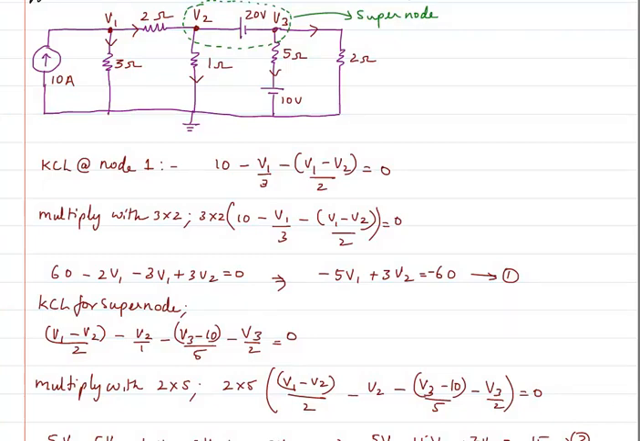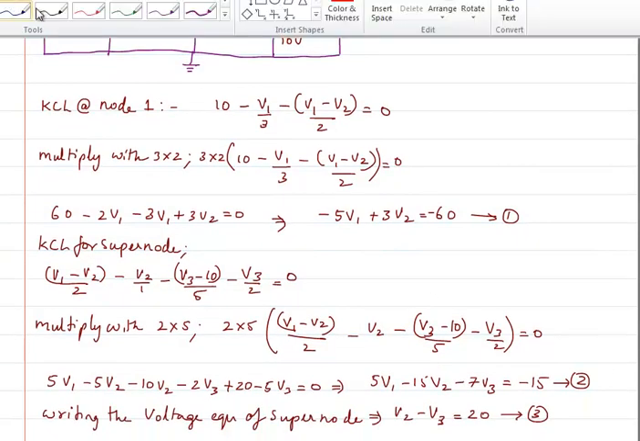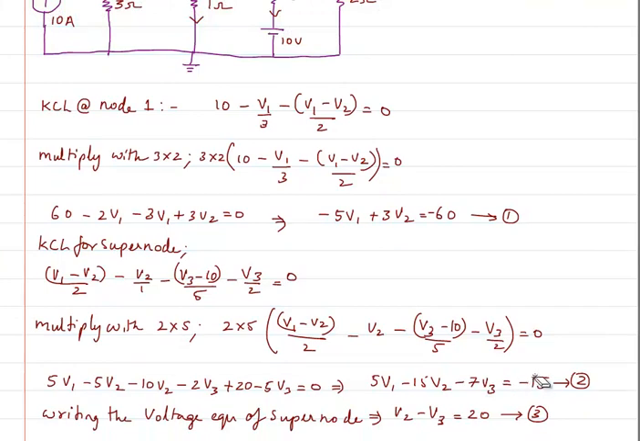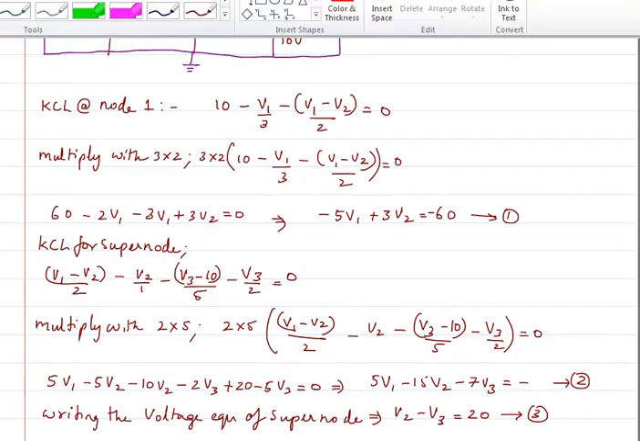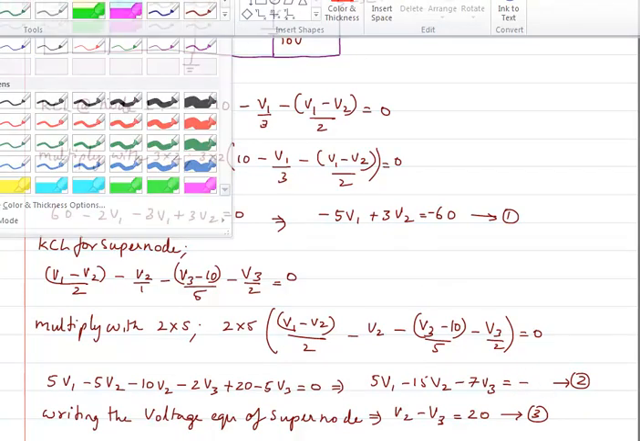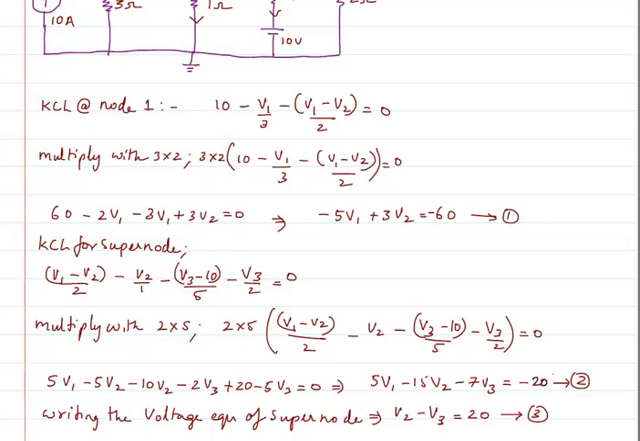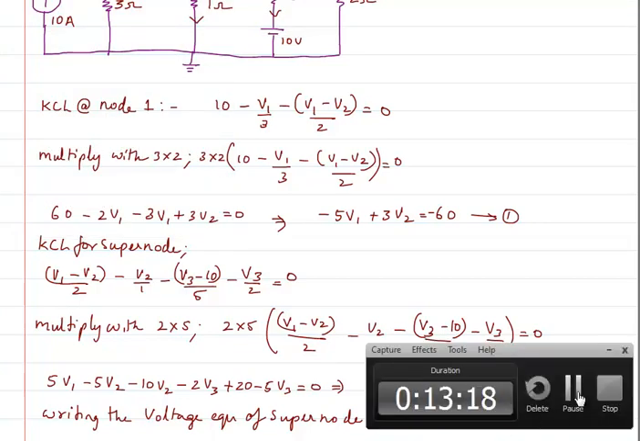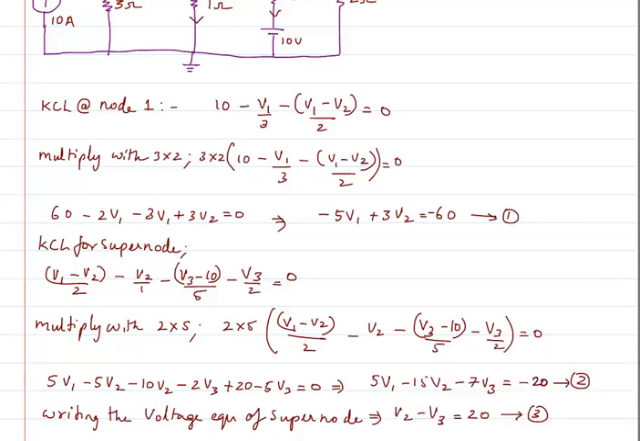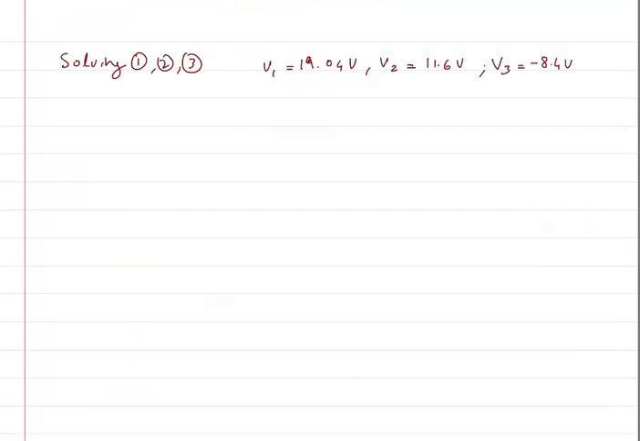I have made a small mistake here. Here this is not minus 15, this is minus 20, sorry. So this is going to be minus 20. Then we will get this particular voltage. The answer we will get is V1 as 19.04, V2 is going to be 11.6 and V3 is going to be minus 8.4.